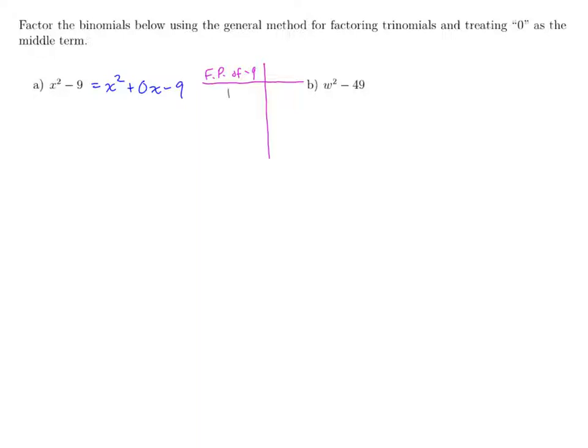So making these, I could go 1 and negative 9. That sum would be negative 8. I could go negative 1 and positive 9, and that sum would be positive 8. And then I could go 3 and negative 3, and that sum is going to be 0. And the only way I can get 0, if I think about this, is if I had two numbers that were the same except had the opposite sign. So looking then at how I can factor this, x squared plus 0x minus 9 will then factor into x plus 3 times x minus 3.